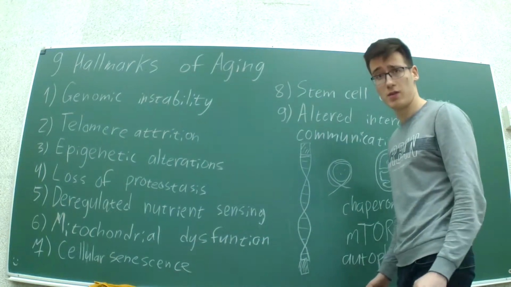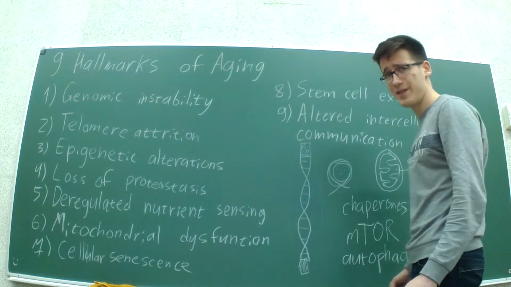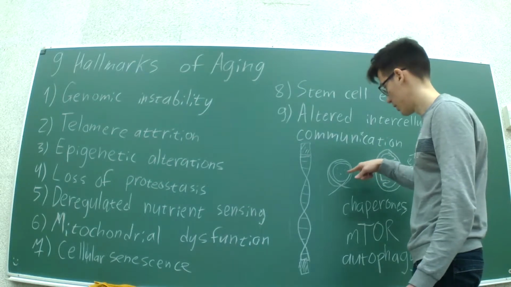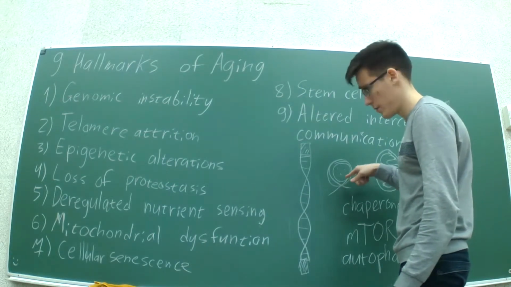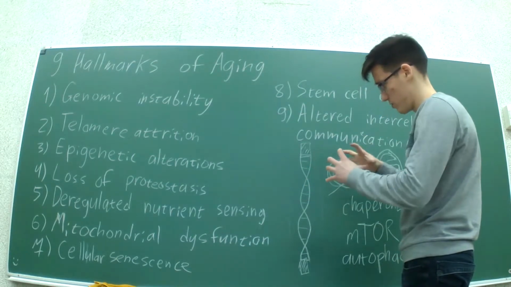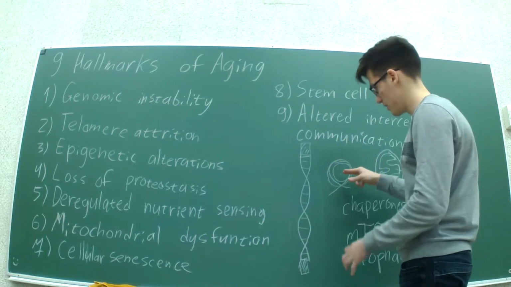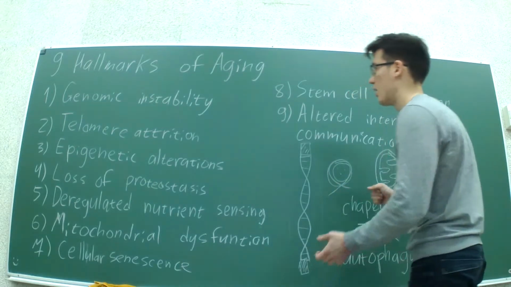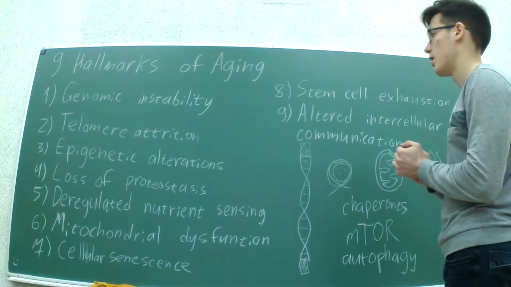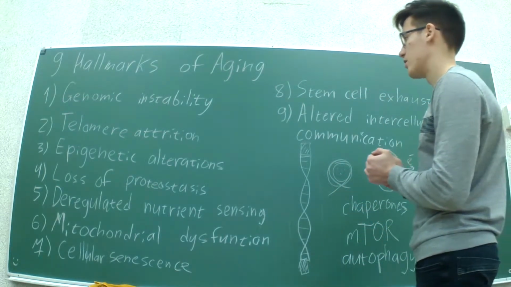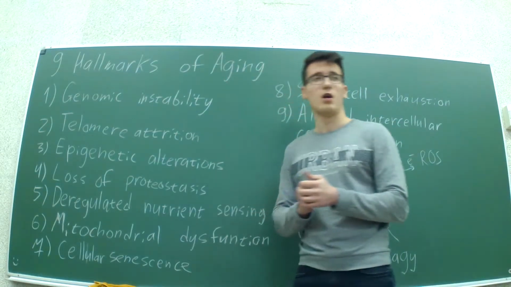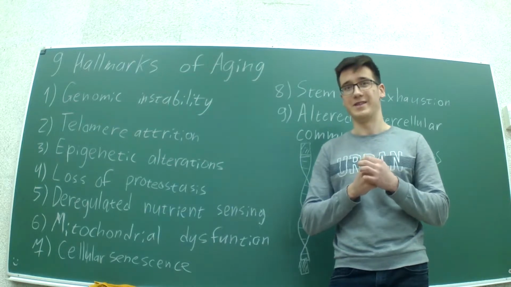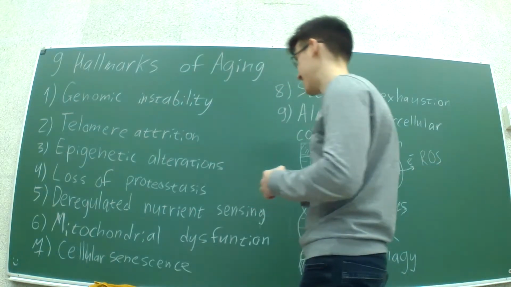Why do they become less accessible? Because the DNA wrapped around those nucleosomes, they're called, just becomes more condensed as the nucleosome labeling pattern changes. The fourth hallmark is loss of proteostasis. You may wonder what the heck does it mean, right? Proteostasis.